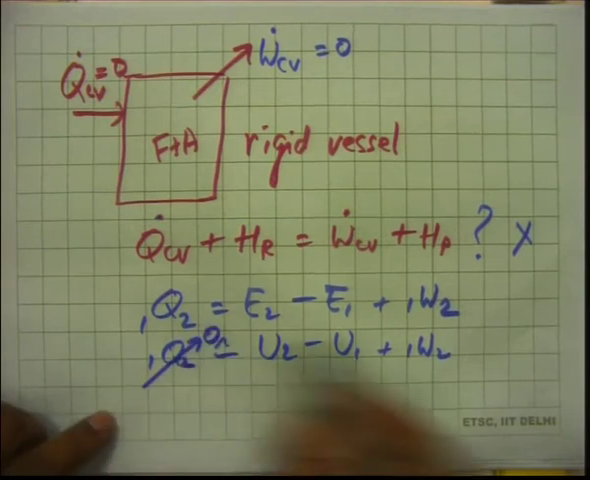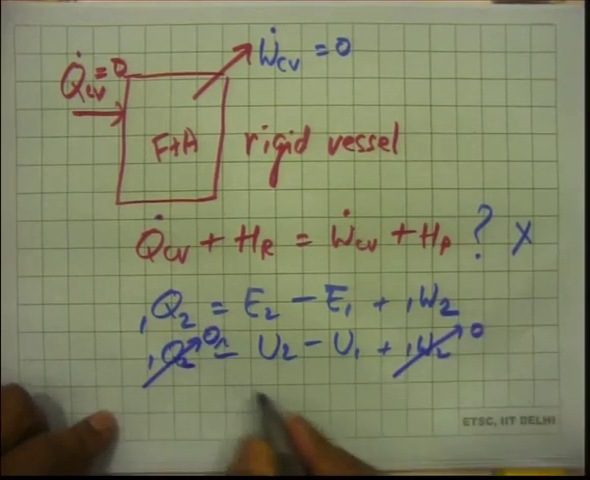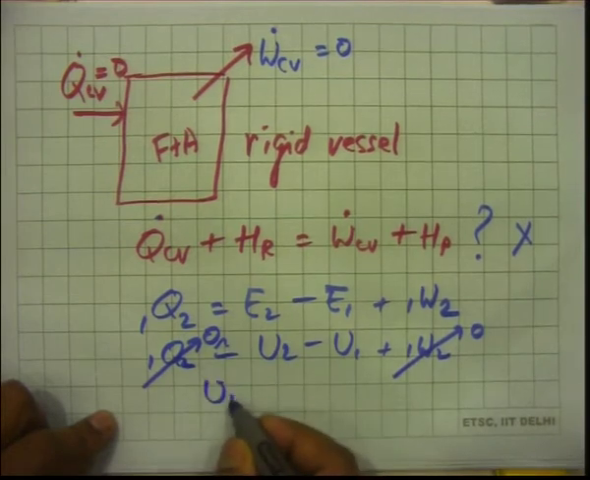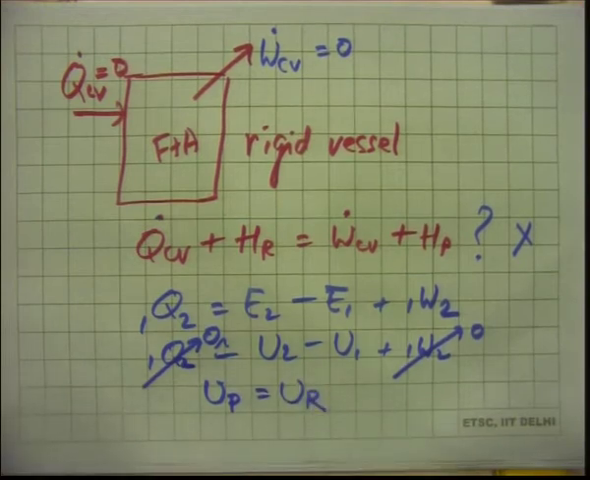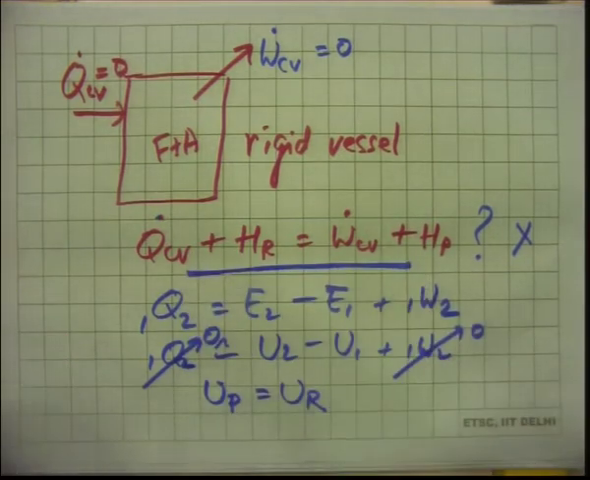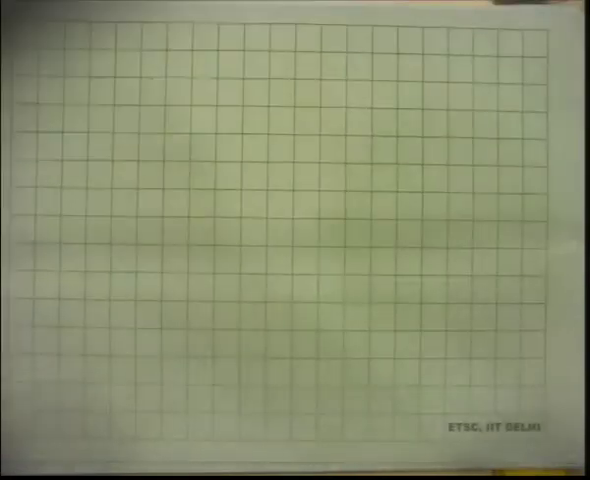Yeah, so this is 0 and this is 0. So U2 equal to U1. We will not write 2 and 1 anymore, we will write UP equal to UR. So that is also the first law. First law does not necessarily mean that you have to write this, that would be a blind thing to do. So UP equal to UR.